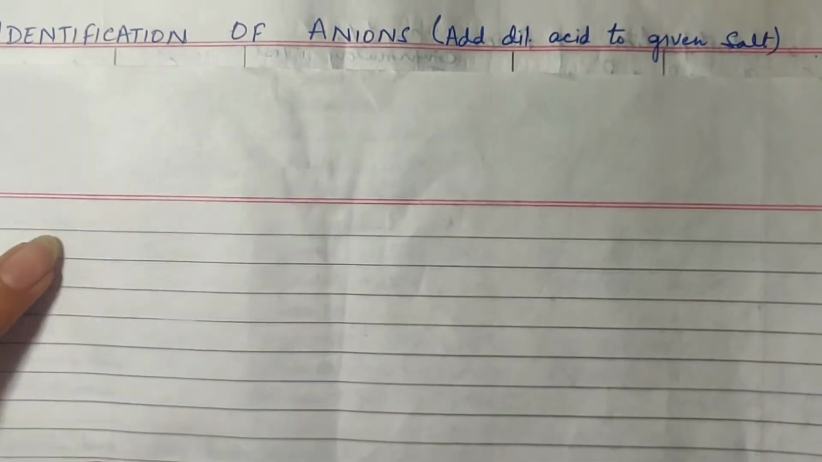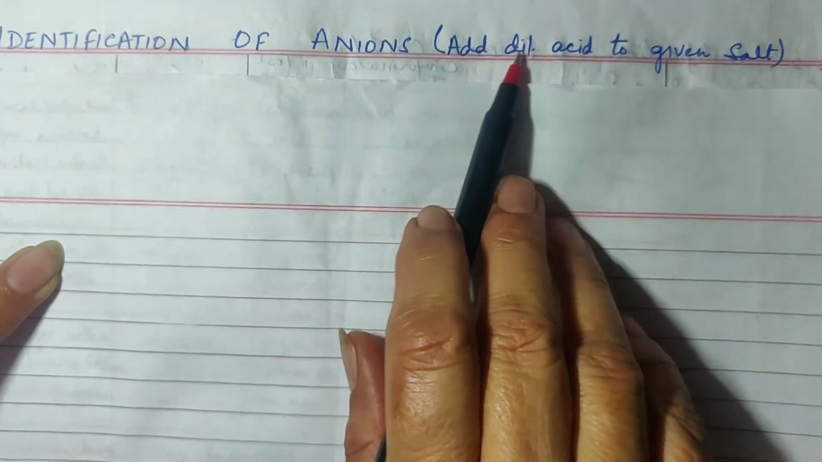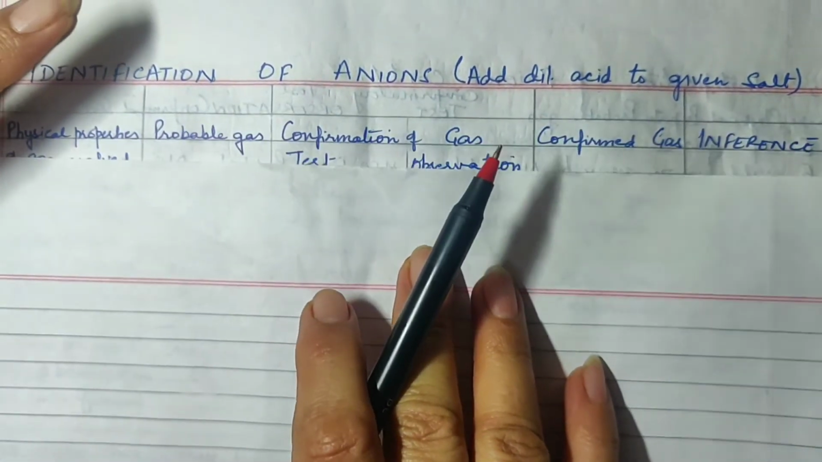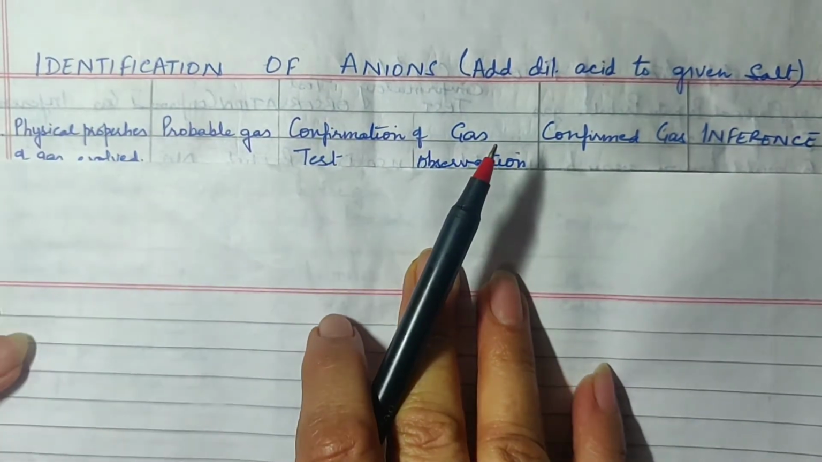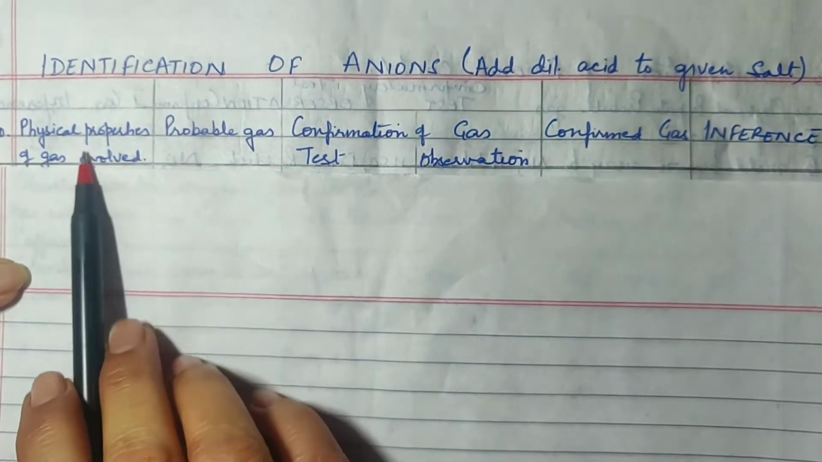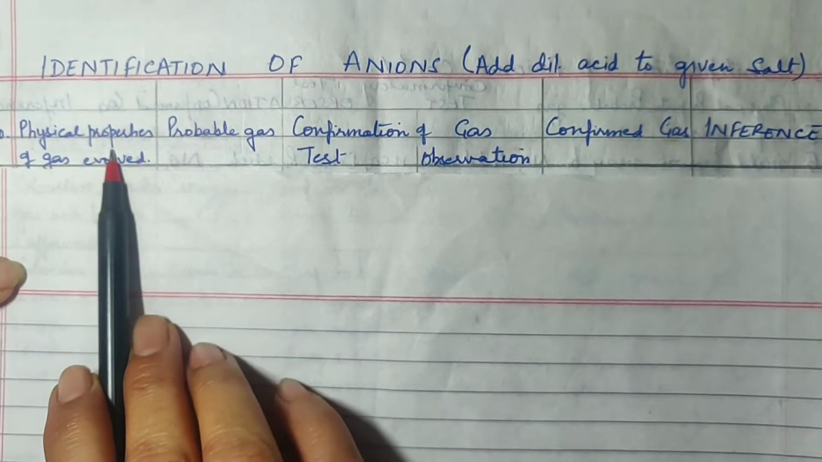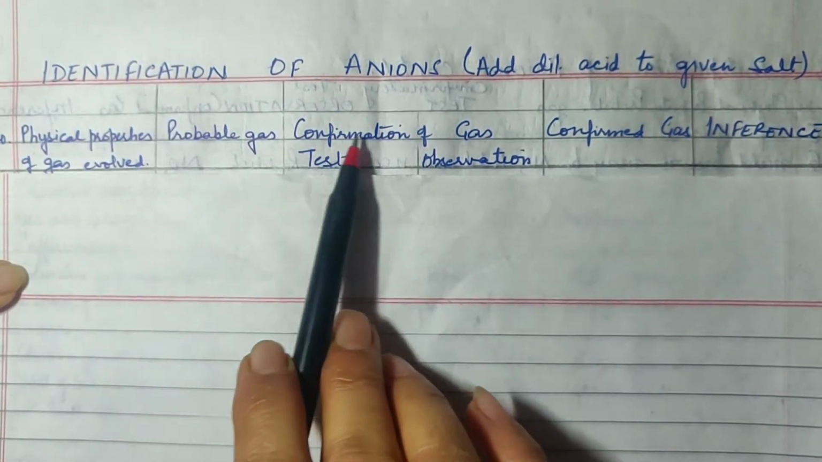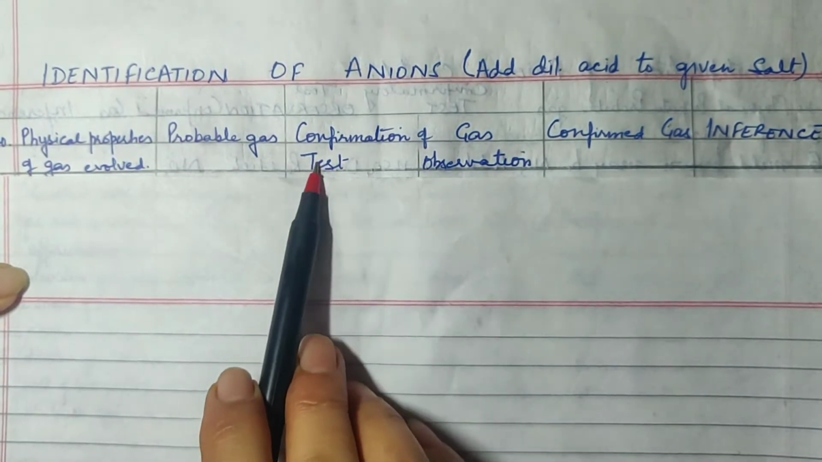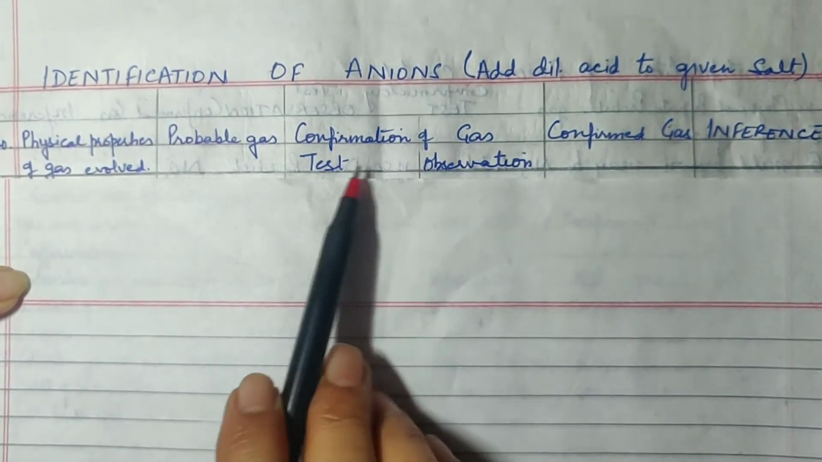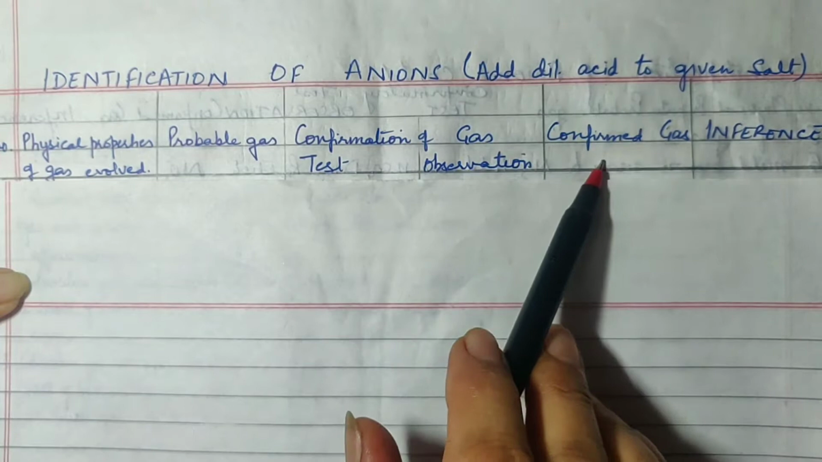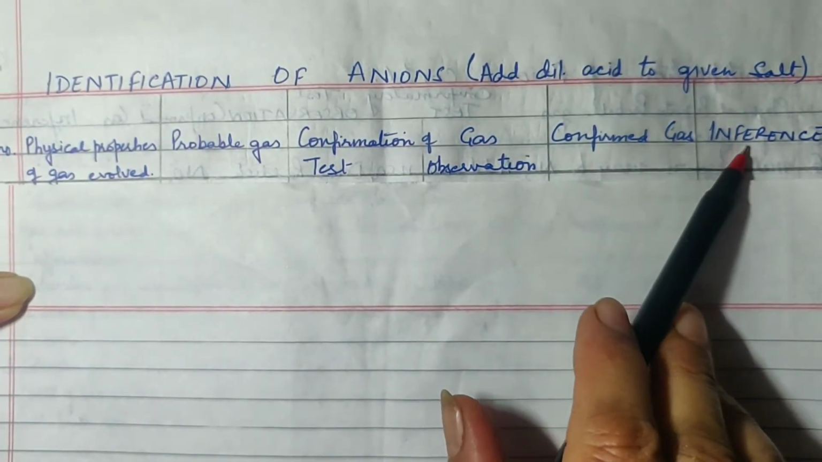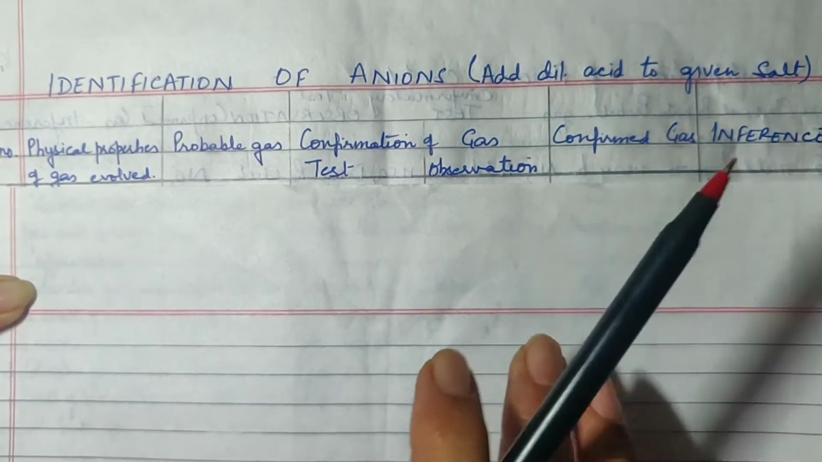Identification of anions. The first thing is you have to add a dilute acid and then we have to observe the gas. I have again made a table just as I had made for the cations, where I have written the physical properties of the gas evolved, on the basis of which we will make a guess of the gas evolved, and then we will perform a confirmation test. What is the test and what is the observation? If the gas is confirmed, we write the confirmed gas, and on the basis of this confirmed gas, what anion is inferred from the test.